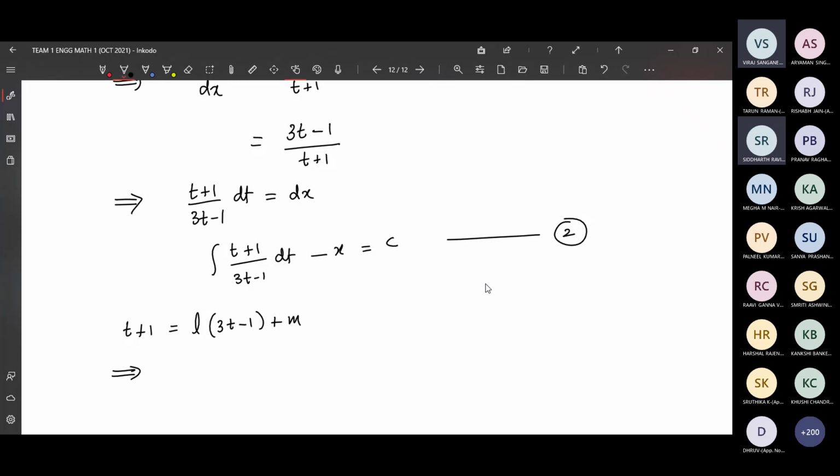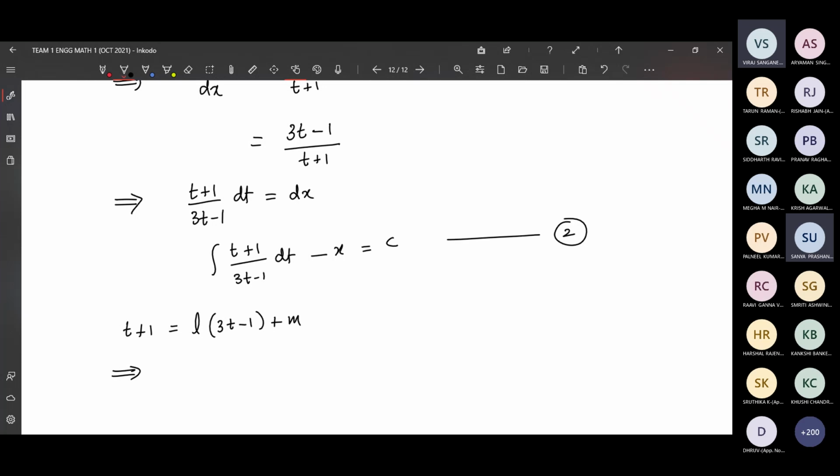3t minus 1, how will you write? Those are all integration techniques you can do, no issue. Sir, t plus 1 equal to k and 3t minus 1 equal to 3k minus 4. Yeah, then you can do. It can be easier than this. We could just write t plus 1 as (t minus 1)/3 plus 4/3 and then simplify it. Yeah, you can do that, no problem.